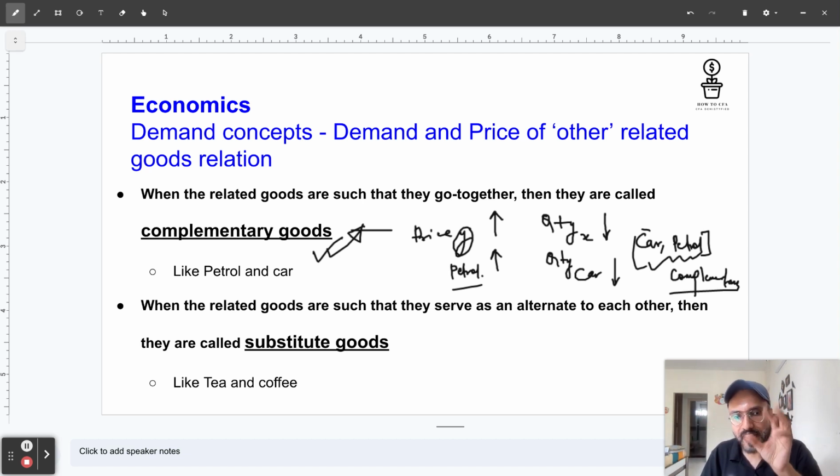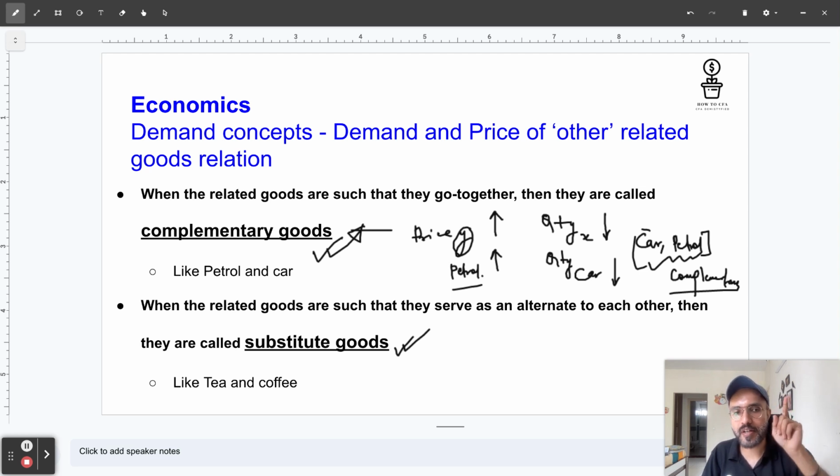Then there is a second kind of related goods which are called substitute goods, which means that these goods generally do not go hand in hand. These goods are generally substitutes. Let me take an example. When you go to somebody's house, what do they say? Bhai, would you like to take tea or would you like to take coffee? Now, these are substitutes. You don't say, I would like to have tea as well as coffee. They are not complementary goods.